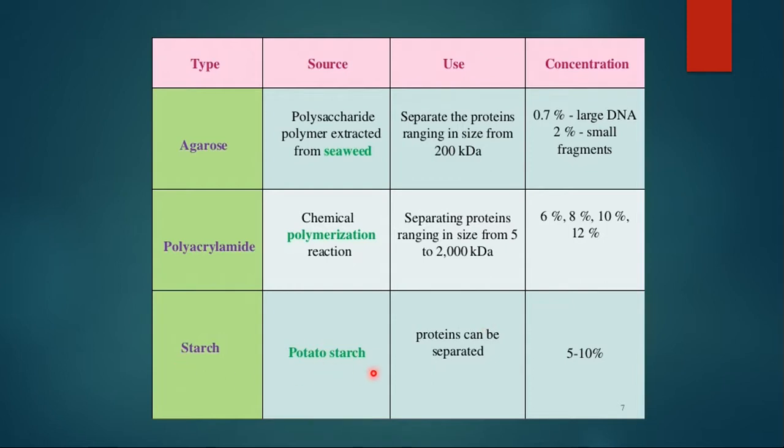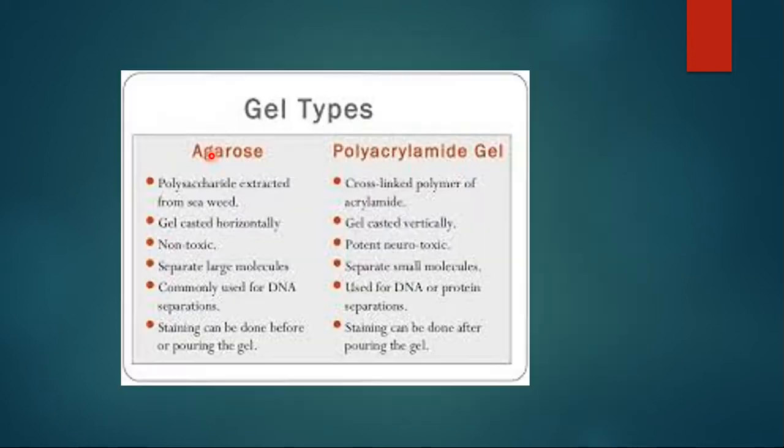But coming to the starch, it is obviously from the potato starch, and proteins can be separated, and the concentration should be 5 to 10%. We are not bothered about this one because we are not discussing this type of starch gel electrophoresis. We are mainly concentrating on agarose gel electrophoresis and polyacrylamide. So now we are discussing this agarose gel electrophoresis. I just want to compare these two, and this is a more advanced one rather than agarose.